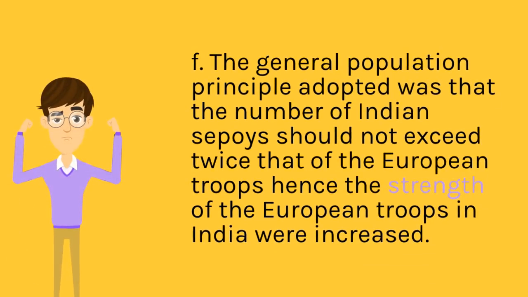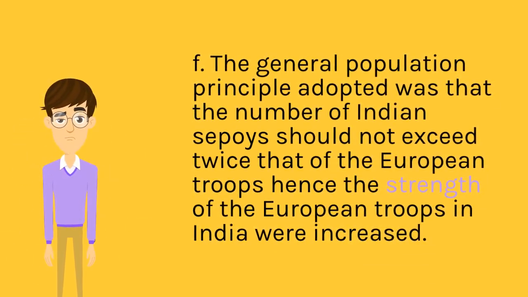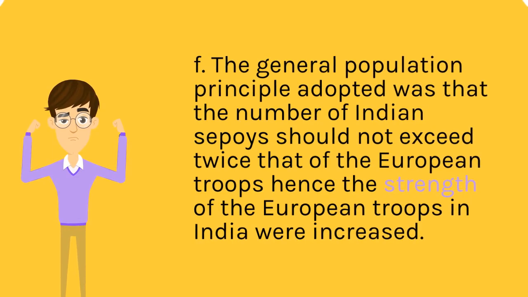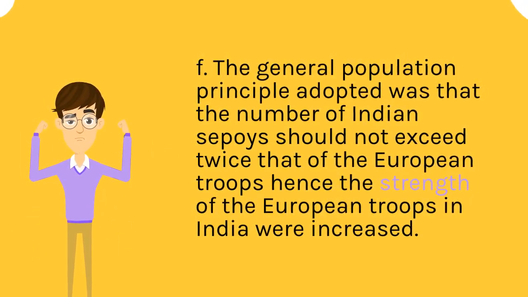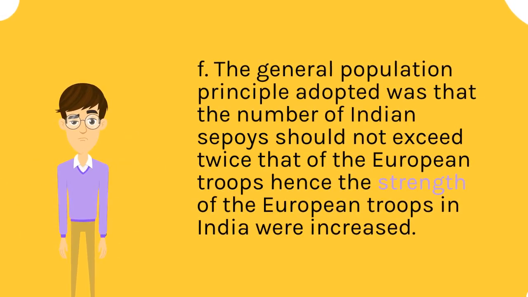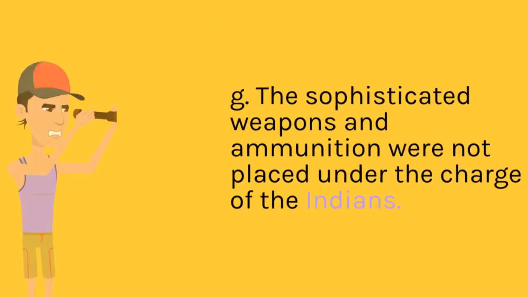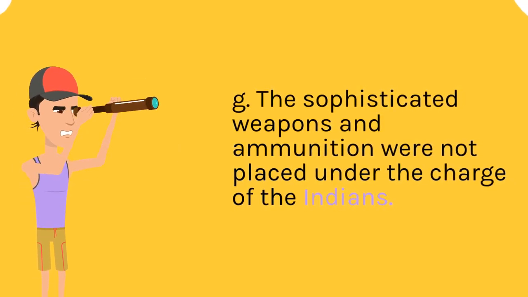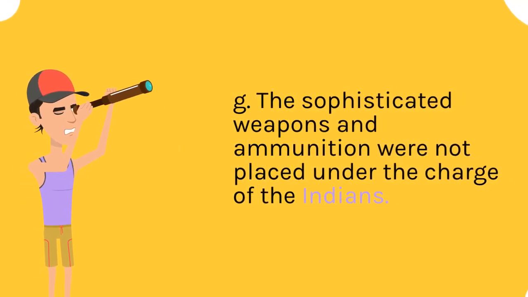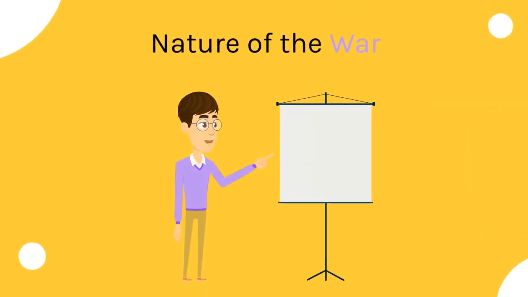F. The general principle adopted was that the number of Indian sepoys should not exceed twice that of the European troops, hence the strength of the European troops in India was increased. G. The sophisticated weapons and ammunition were not placed under the charge of the Indians. Nature of the war.